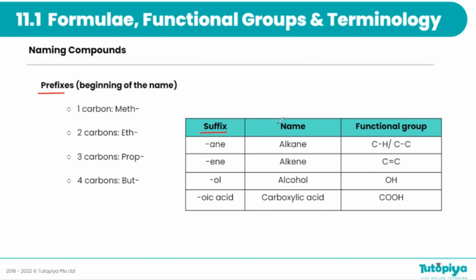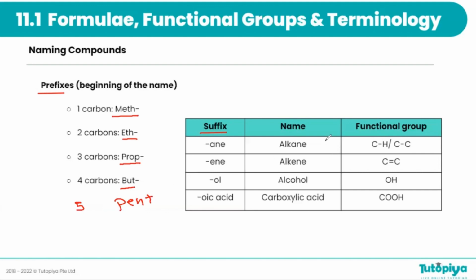For example, if there is one carbon, the name will begin with the prefix meth. If it's 2, then it will be eth. 3, prop. And if it's 4, but. And if it's 5, then pent.